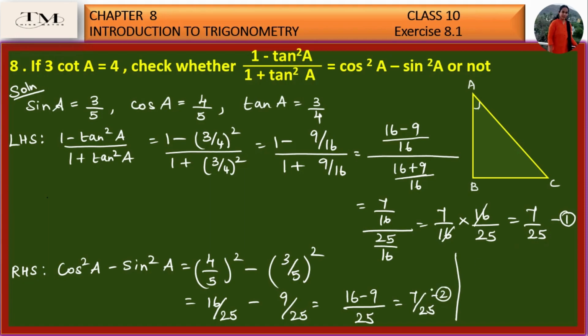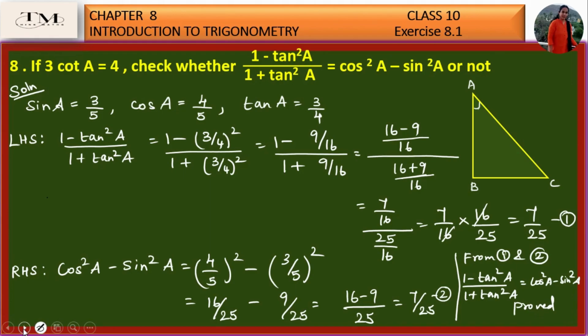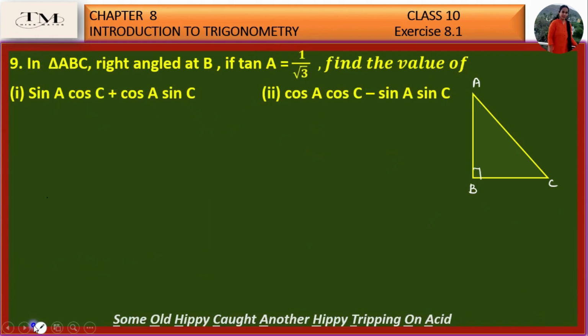From 1 and 2, RHS side is same for both, 7 by 25, 7 by 25. Then this side, LHS side will be equal. So we can say from 1 and 2, (1 minus tan square A) divided by (1 plus tan square A) is equal to cos square A minus sin square A. And we have proved this. Okay, children. So problem 8 is completed. So moving on to the ninth problem.